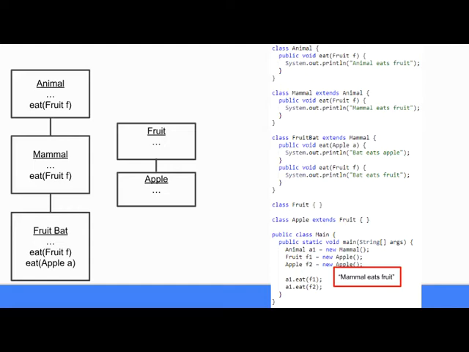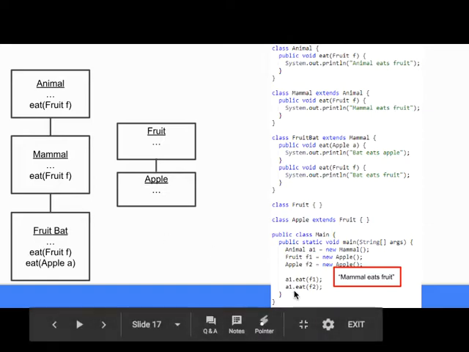Okay, can you ask me this question again after we go over the second part? Because I think that's exactly the case you're looking for. Okay, so part 2 of this question. Now we're going to run a1.eat(f2). So does this code compile? The static class of a1 is animal, and the static class of f2 is apple. So does the animal class contain a method called eat that can eat an apple?